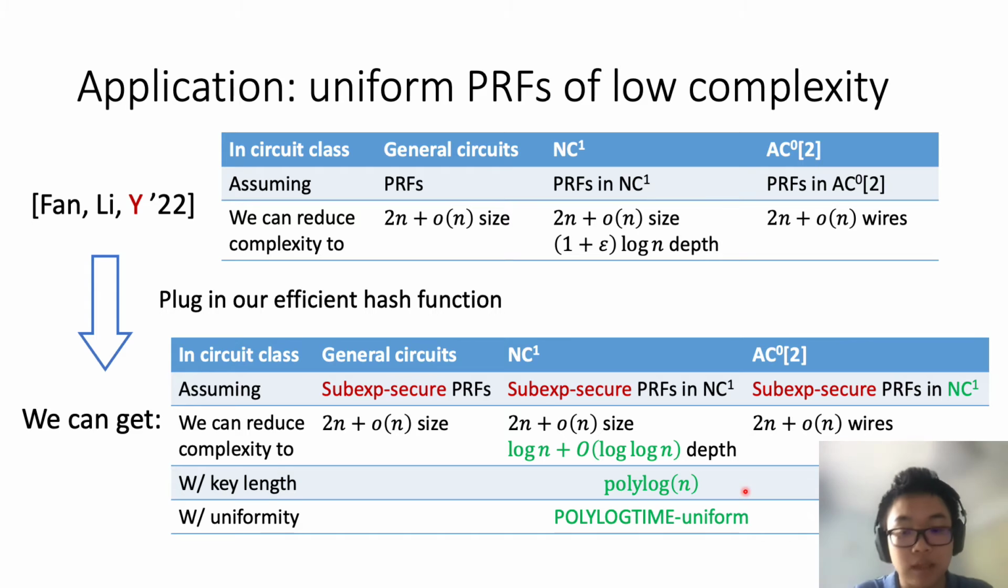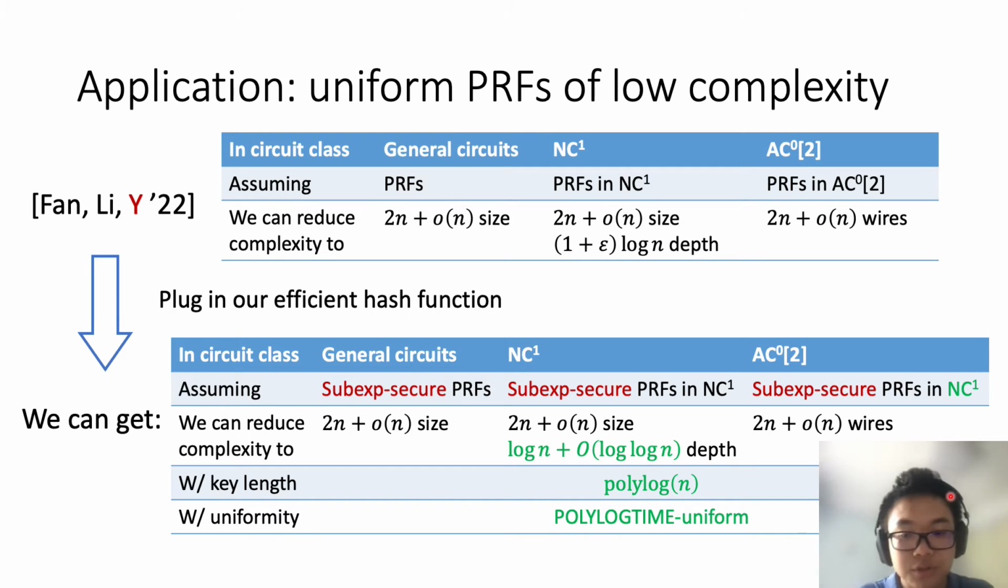So now, for example, we assume PRFs are secure against some 2 to the n to the epsilon adversary. We can get PRFs of size 2n plus little n with key length polylog and polylog time uniform. Similar things happen at NC1 and AC0. Note that here we have a small improvement on the depths of NC1 PRF, since we are assuming a stronger assumption of sub-exponentially secure PRFs in NC1. And here is also a small improvement on AC0 on the assumption, also because we are assuming sub-exponential security.